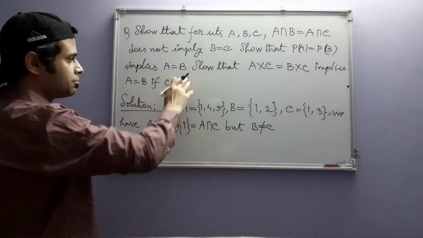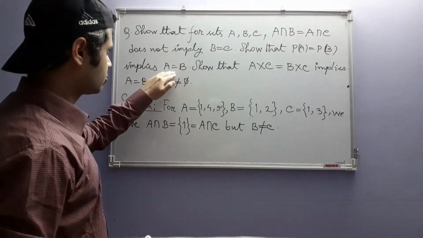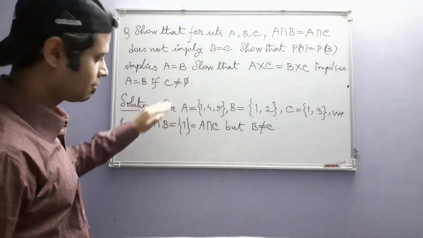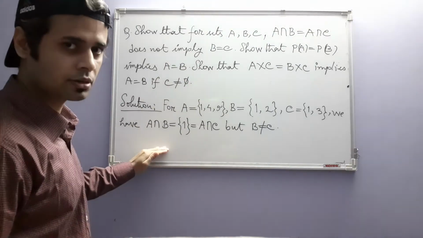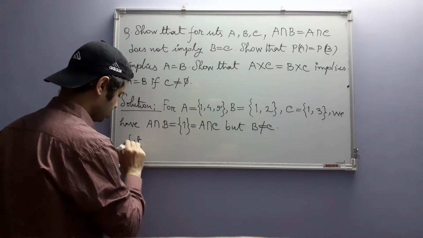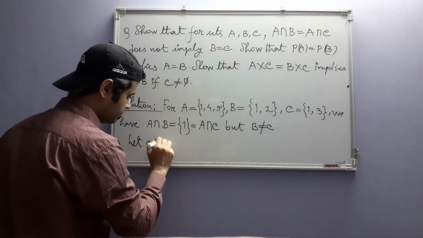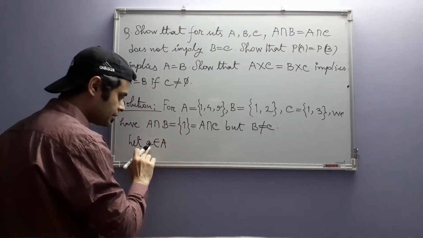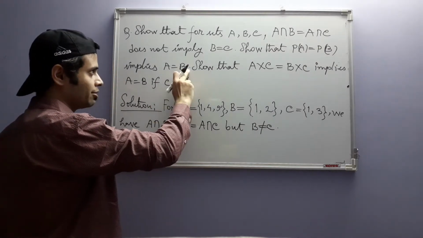So A is equal to B means you already know how to show two sets are equal. You have to show that each one is a subset of the other. So let a be any element of A. We have to prove that this element belongs to B also.